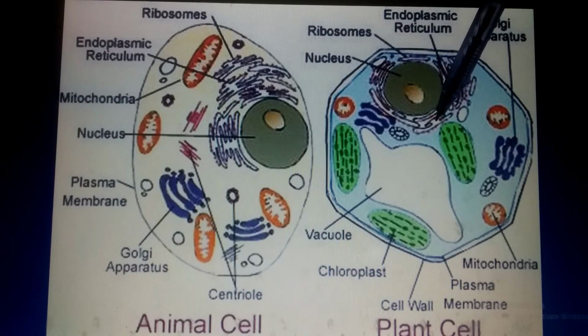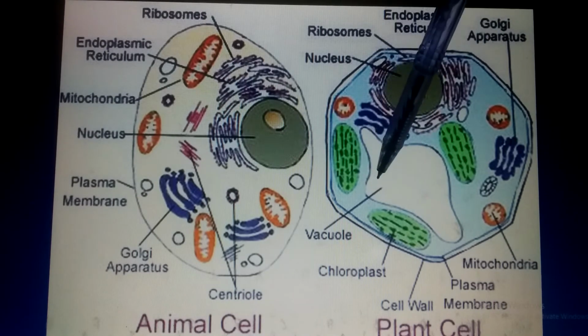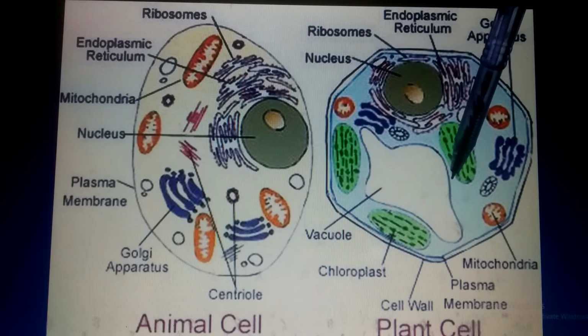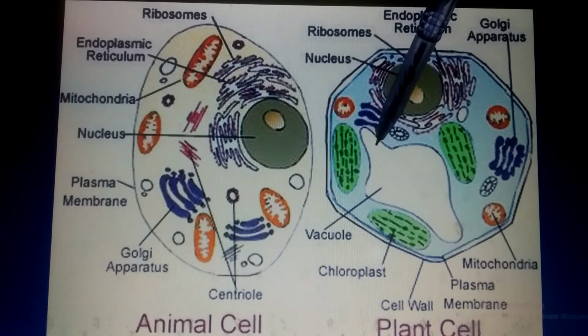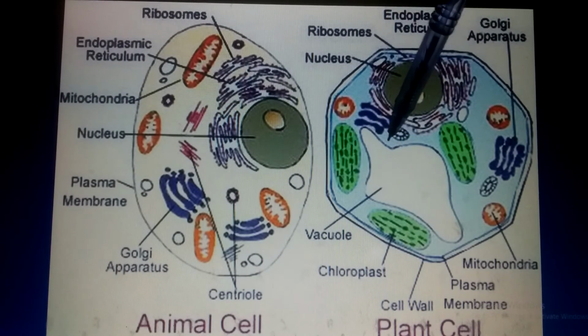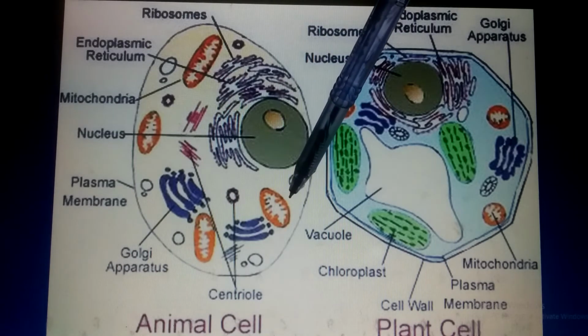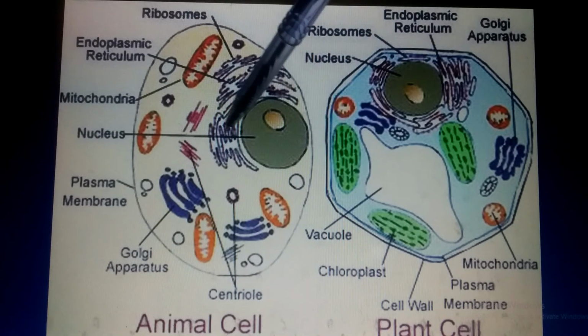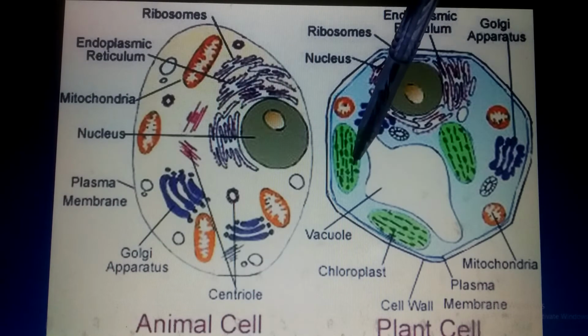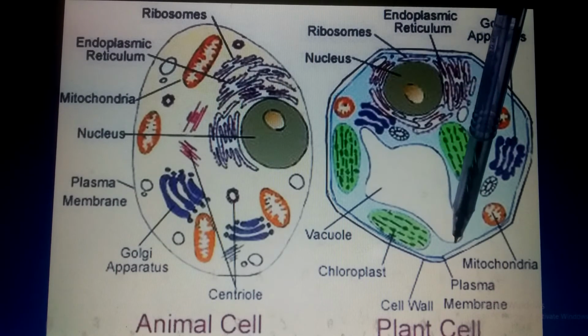Now the third difference between the animal and plant cell is that in the plant cell you can see a large vacuole which stores water and minerals. In the animal cell, small vacuoles are present, but in the plant cell, a large vacuole is present for the storage of water.